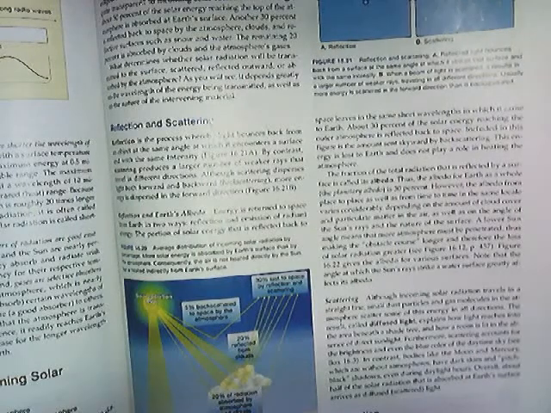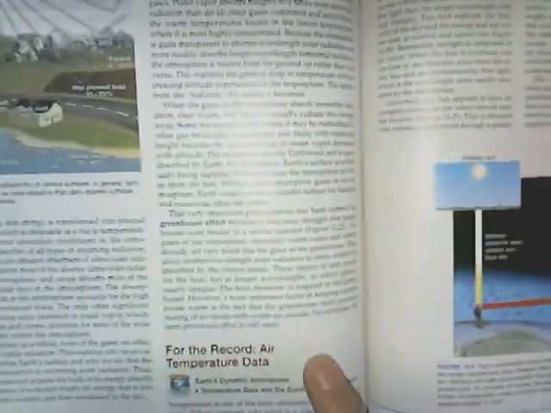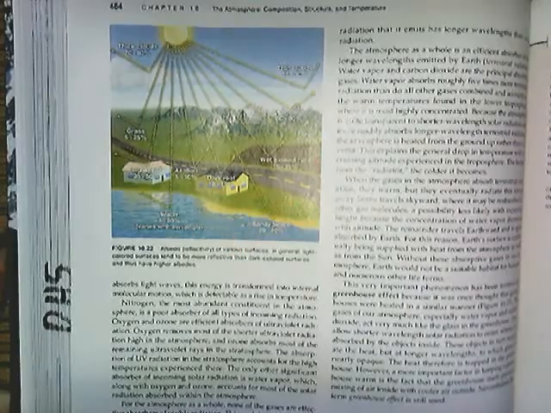We've identified the term of albedo. It's simply the ability to reflect light, right? Higher albedos reflect light better. Lower albedos, let's just say they absorb a lot better. And here's a nice picture to reiterate that. This picture's on page 464.